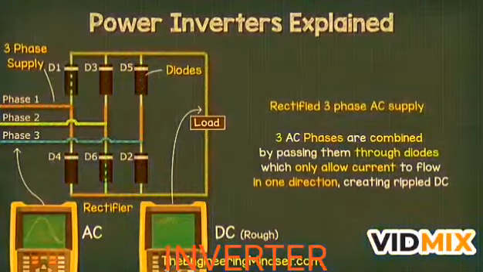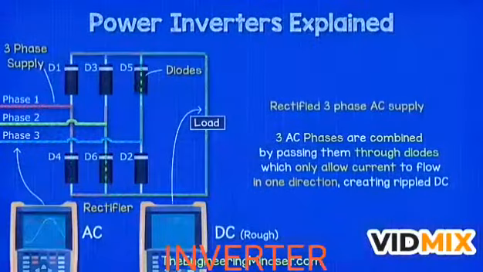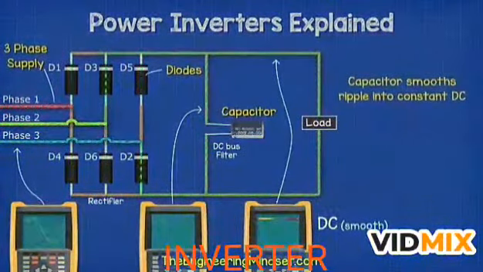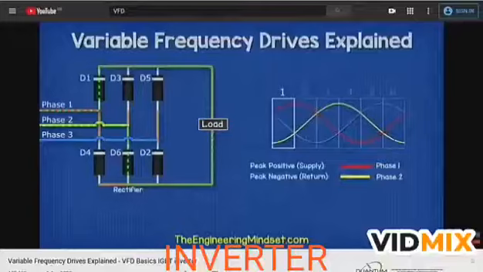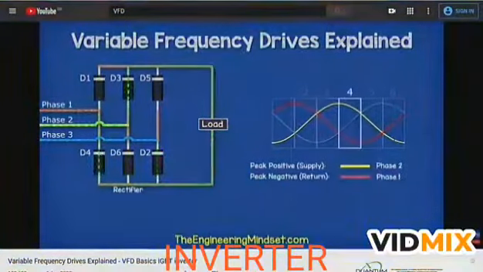That means the three AC sine waves are combined together and pass through some diodes which prevent the electrons from flowing backwards. This turns it into a rippled DC waveform. We then use a capacitor to smooth the ripple out into a constant DC supply. Now we have covered this in great detail previously, do check that out, links down below.